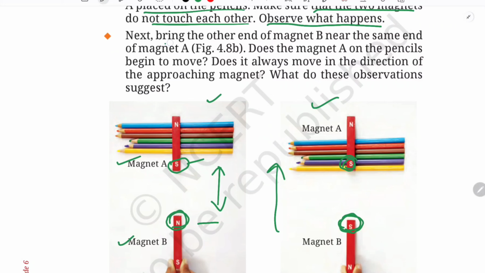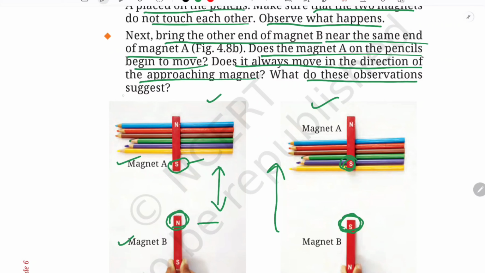Next, bring the other end of the magnet B near the same end of the magnet A. This is the experiment which I have already explained. Thus the magnet A on the pencils begins to move. Does it always move in the direction of the other magnet? What do these observations suggest? See, if there is a like pole, then it will move away. And if it is an unlike pole, that is opposite poles, where one is south and another is north, they will attract each other and move closer.